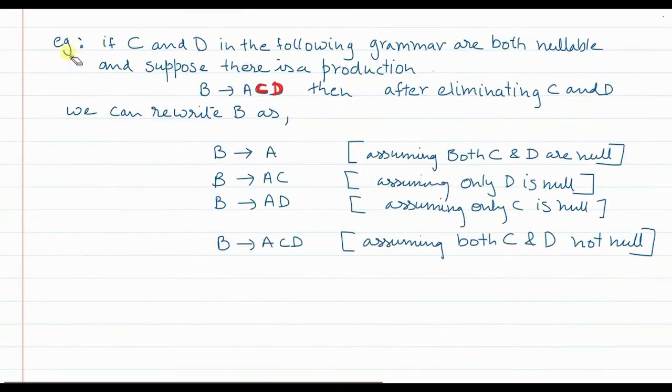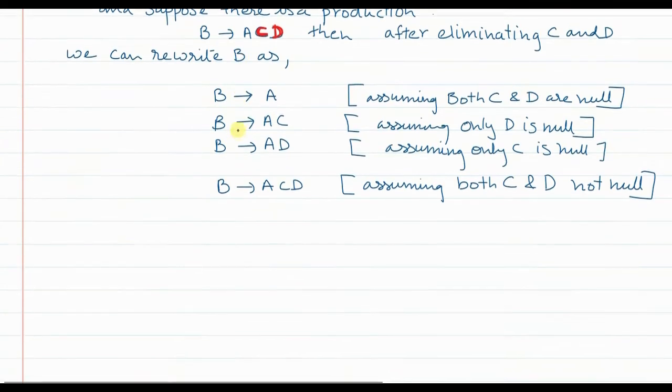Okay, example. Suppose we have a production B gives A, C, D. And assume that we already know that C and D, these two variables, are nullable. Then, after eliminating C and D, how should we rewrite this B? Okay, now I want you all to not look at this, but let me first explain what is actually nullable.